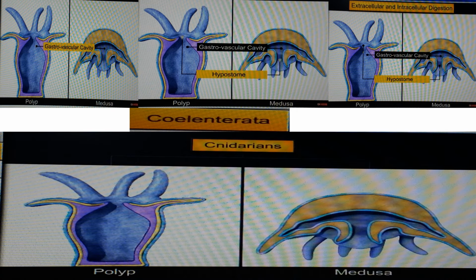Coelenterates have a central gastrovascular cavity. You can see here, with a single opening called hypostome. Digestion is intracellular as well as extracellular. Coelenterates exhibit two basic body forms. They are polyp as well as medusa.